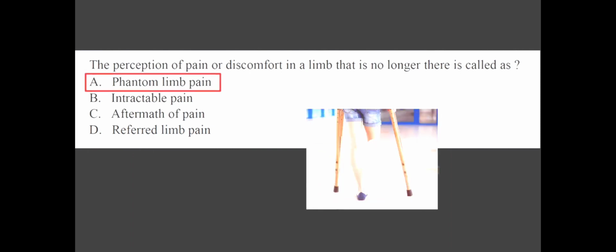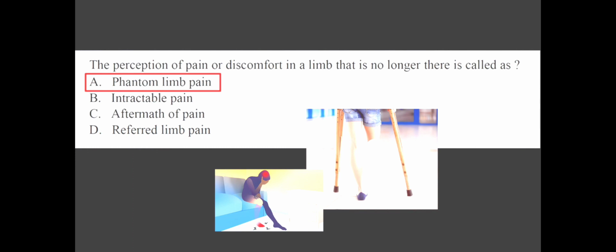Phantom limb pain. After an amputation, some people experience pain in the part of the limb that's no longer there. This sensation is phantom limb pain. The pain is real. The phantom part refers to the location of the pain, the missing limb or the part of the limb, such as fingers or toes.